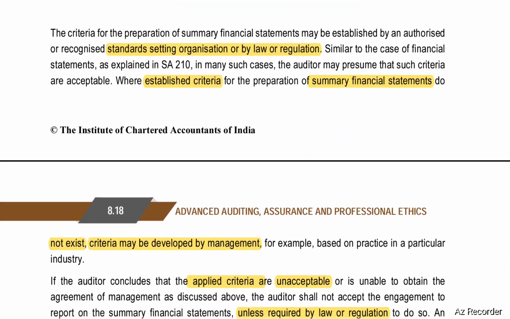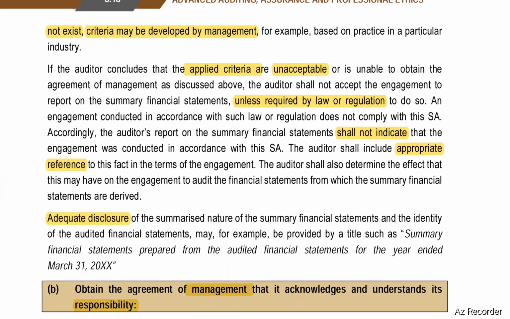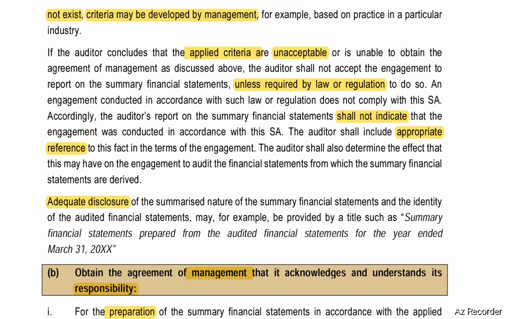The criteria for the preparation of summary financial statements may be established by an authorized or recognized standard setting organization or by law or regulation. Similar to the case of financial statements, as explained in SA 210, in many such cases, the auditor may presume that such criteria are acceptable. Where established criteria for the preparation of summary financial statements do not exist, criteria may be developed by the management, for example, based on practice in a particular industry.